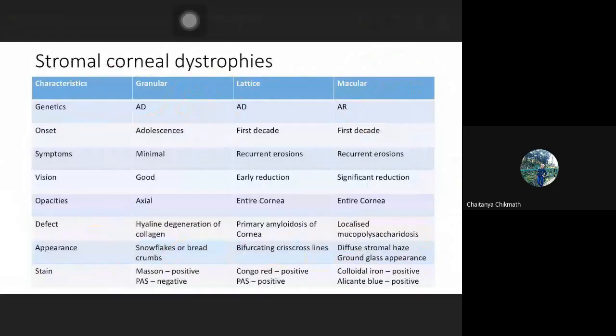This is followed by stromal corneal dystrophy. This is the most common one and most frequently asked. And it's very easy to remember. You start from alphabetical order: granular, then lattice, then macular corneal dystrophy.